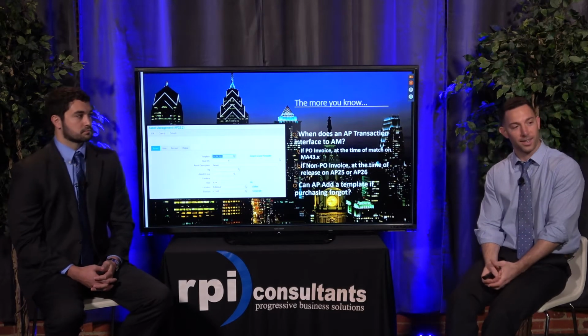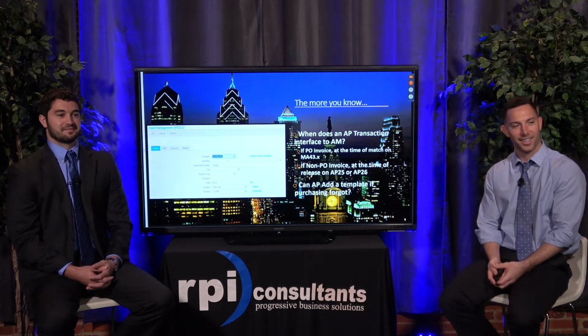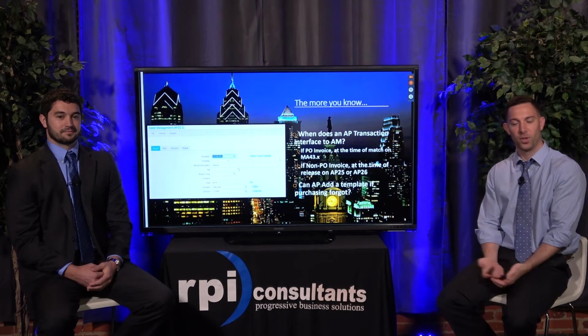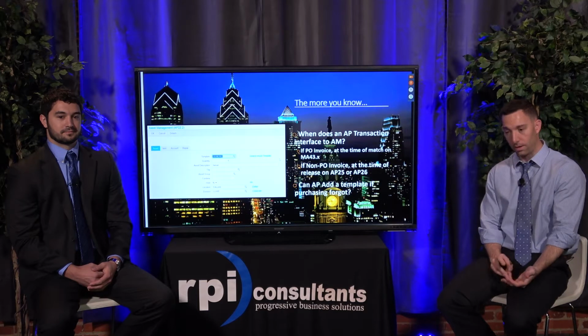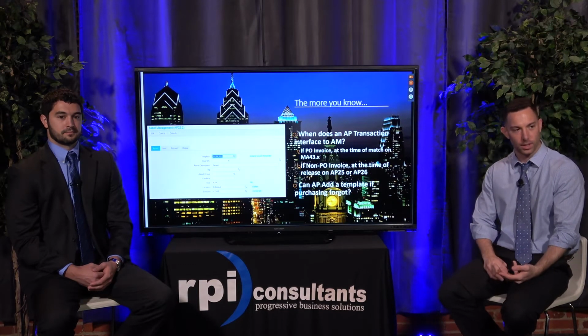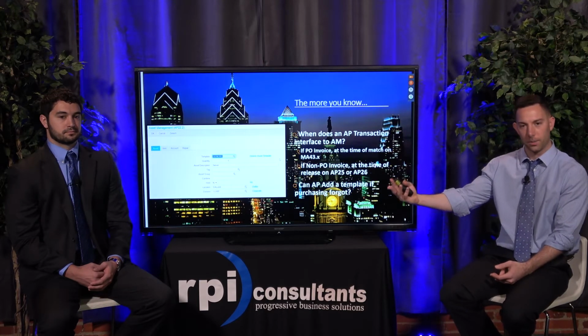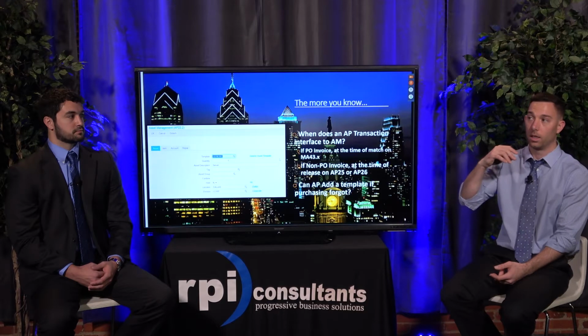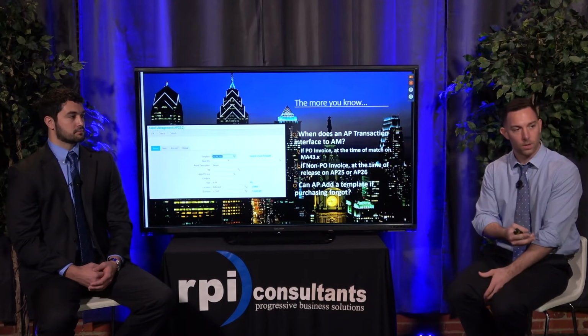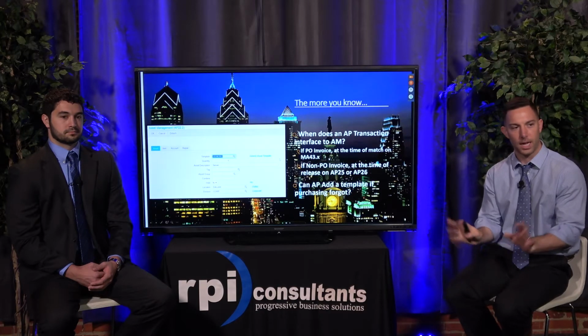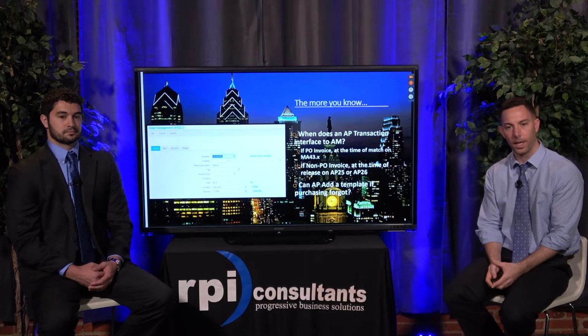Is it when the AP175 runs? You would think, but it's not. It's when you release the invoice on AP25 or AP26. As soon as you click that release for non-PO, you'll get an AM15 record. For match or for PO invoices, it's at the point of match. AP175 just doesn't do anything into AM.